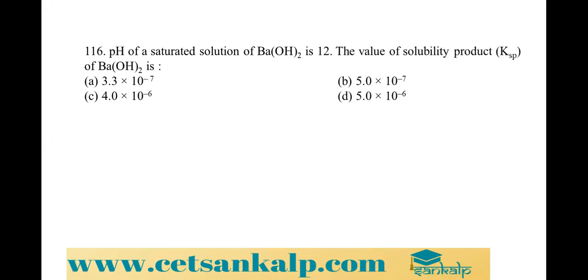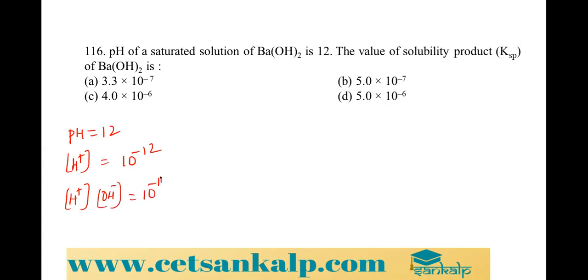What does 116 say? The pH of a saturated solution of barium hydroxide is 12. The value of the solubility product of barium hydroxide is, they have asked. So according to the data they have given, the pH is 12. Correct? Then what should the H plus ion concentration be? That is nothing but 10 to the power minus 12. We know H plus into OH minus ion concentration is equal to 10 to the power minus 14. So the OH minus ion concentration is equal to 10 to the power minus 2.